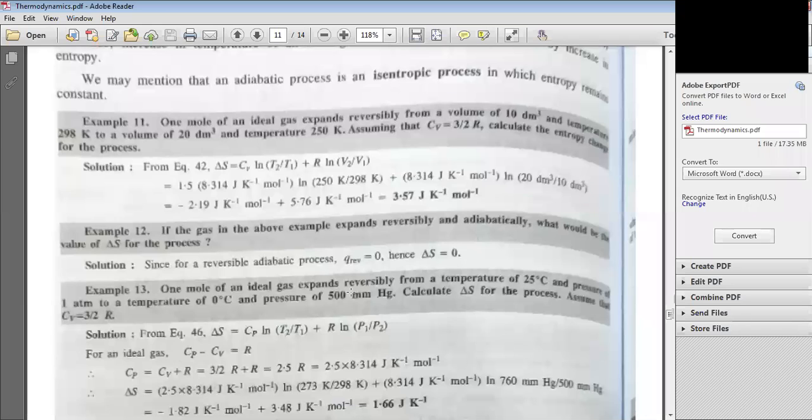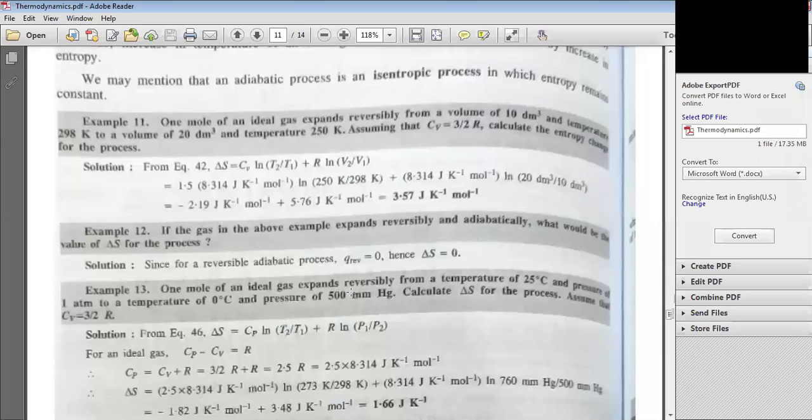In each and every numerical problem that we are discussing, it is clearly mentioned that this is the case for an ideal gas, because for a non-ideal gas it would not be possible to calculate all these things, because for a non-ideal gas, relations like P1 V1 equal to P2 V2 do not hold good.